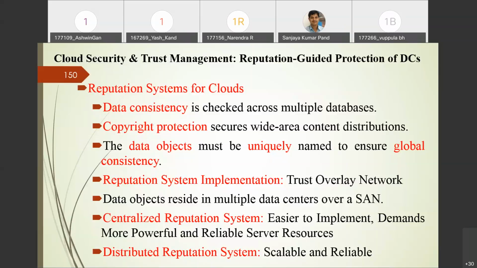And in order to implement the reputation system, there is a trust overlay system. I told you there are two systems, one is the physical network, and on top of the physical network, we have an overlay network. So that overlay network is going to implement your reputation system, right? Data objects reside in multiple data centers over a SAN, a storage area network. And if you go for a centralized replication system, it is again easier. As I mentioned, a distributed system is more scalable and gives more reliability. But the main thing is that there is no centralized control, right? Everything is independent, so you have to ensure that if one system crashes or fails, it will not impact the other system.